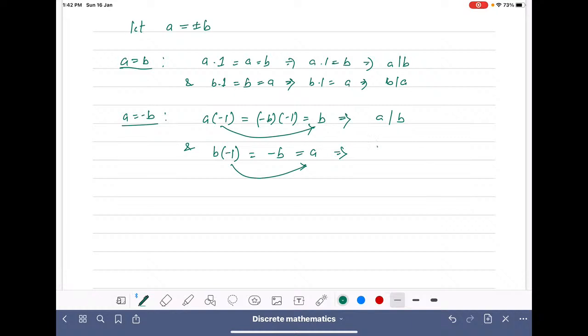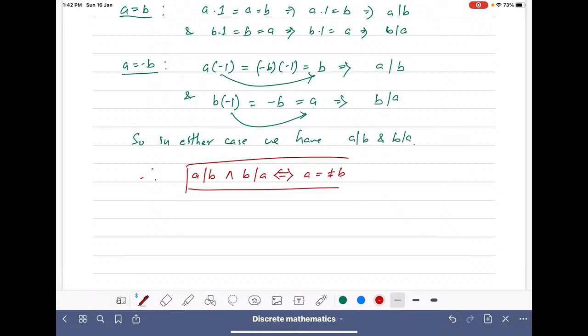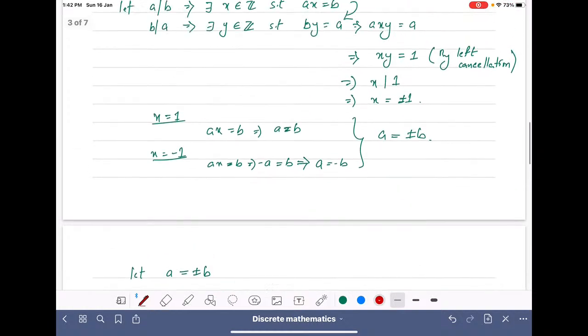So we have b divides a. So in either case, we have A divides B and B divides A. So we proved A divides B and B divides A implies and is implied by A equal to plus or minus B. So this is again another result.